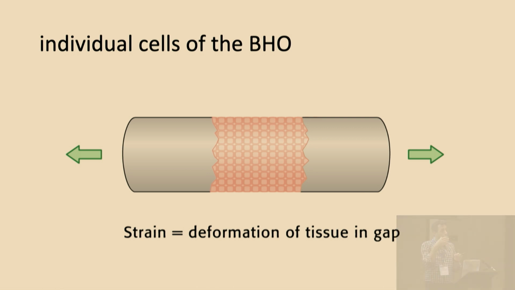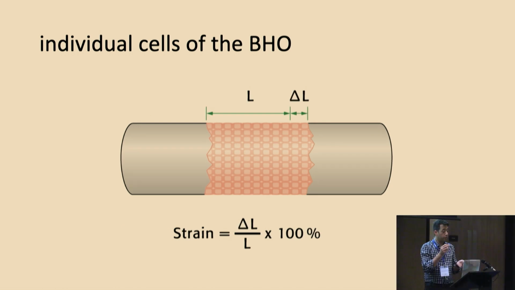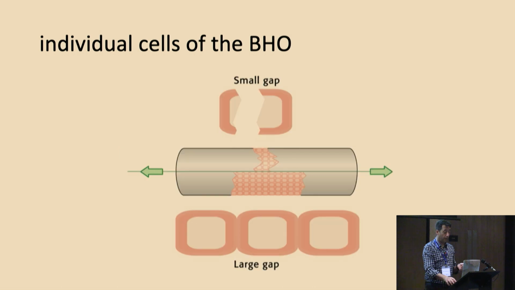And so these slides show you what happens at a cellular level in this bone healing organ. We have a group of cells, and they are being subject to motion. The change in length over the original unit length is our strain formula. And if we have a small gap and a relatively large amount of motion, all of that motion is occurring over a few cells. Those cells rupture. They cannot tolerate that movement. If you have a large gap, that cellular population shares the strain and they don't rupture. They're able to continue to function.